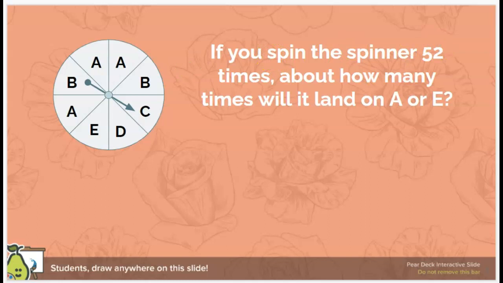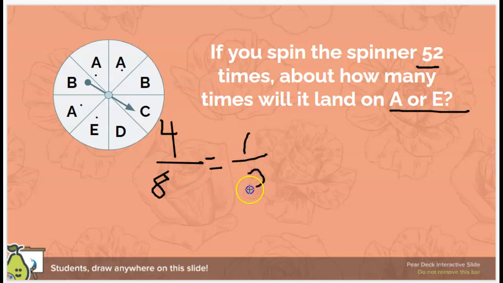Okay, so once again, is this the same spinner? Okay, cool, that's the same spinner. Awesome. So we're still spinning it 52 times. About how many times will it land on A or E? So let's see, that's 1, 2, 3, 4. So 4 out of 8. Wait a minute. Wait, 4 out of 8 is equal to half. You can always simplify down before you make your proportion. That's totally okay. Well, so then if half the time it's going to land on A or E, half of 52 is 26.